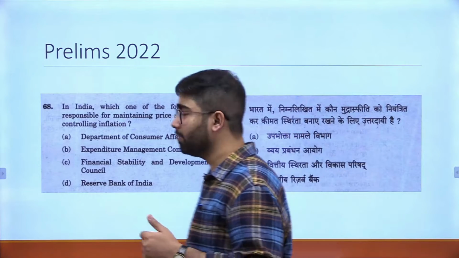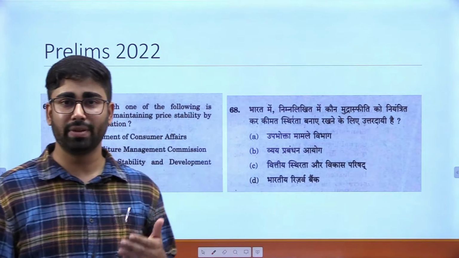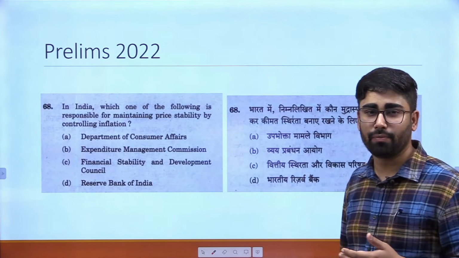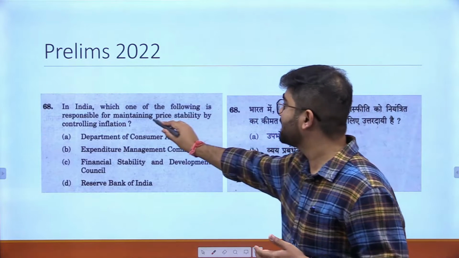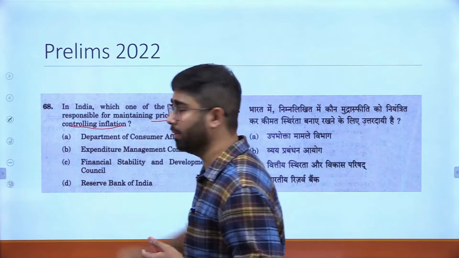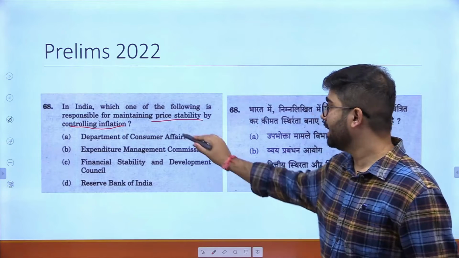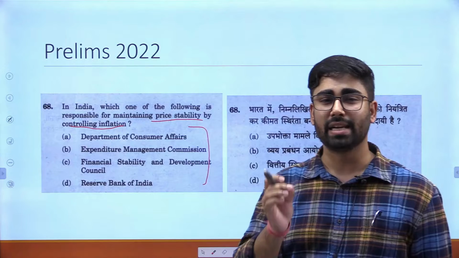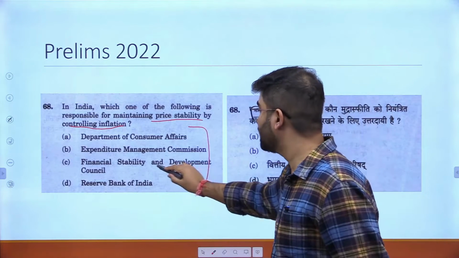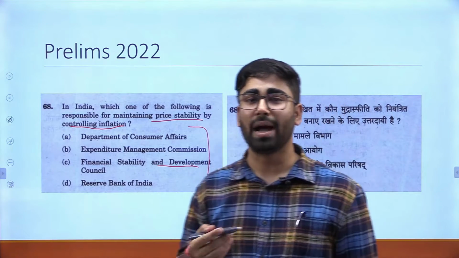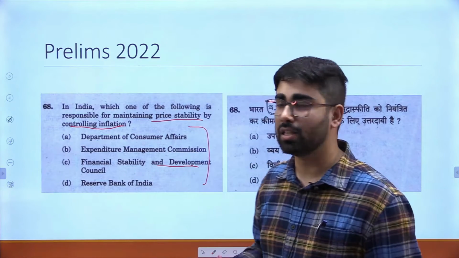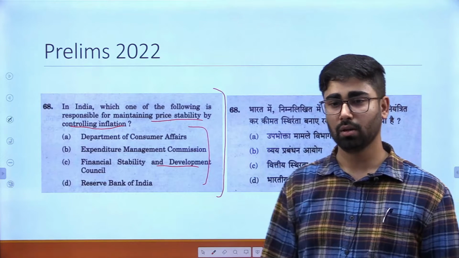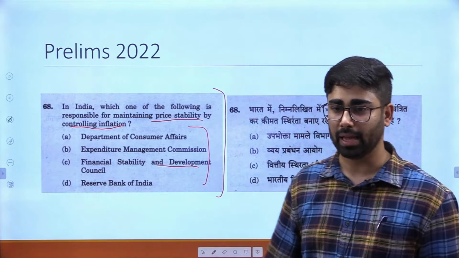So this is a question from prelims 2022. Let's attempt previous year questions now. Okay, this is the first question. In India, which one of the following is responsible for maintaining price stability by controlling inflation? Okay, please answer in the chat box. Is it the Department of Consumer Affairs? Is it the Expenditure Management Commission? Is it the Financial Stability and Development Council FSDC, or is it the Reserve Bank of India RBI? Please answer in the chat box what is the answer of this question that came in prelims 2022. Please tell me the answer to this question.